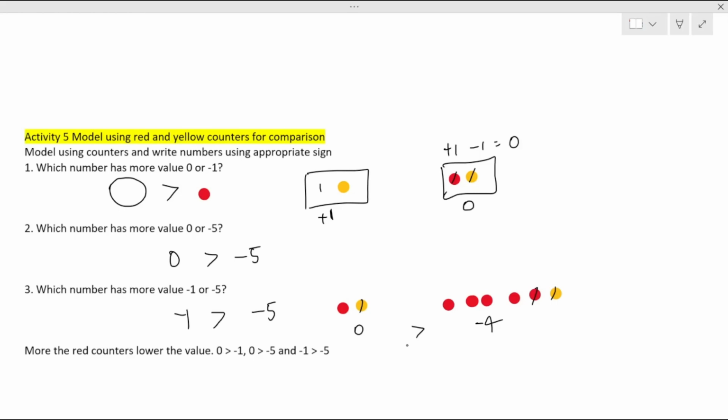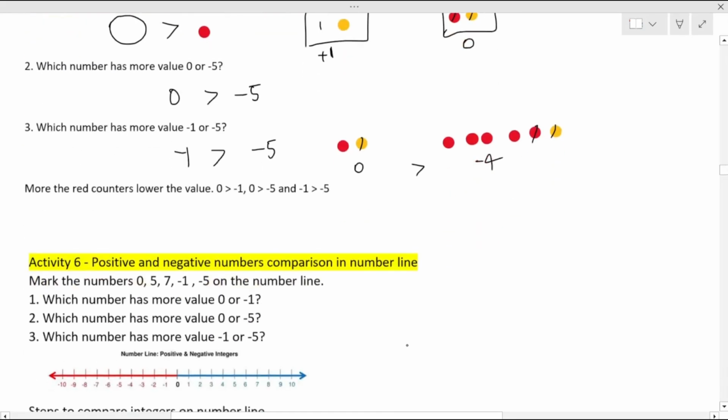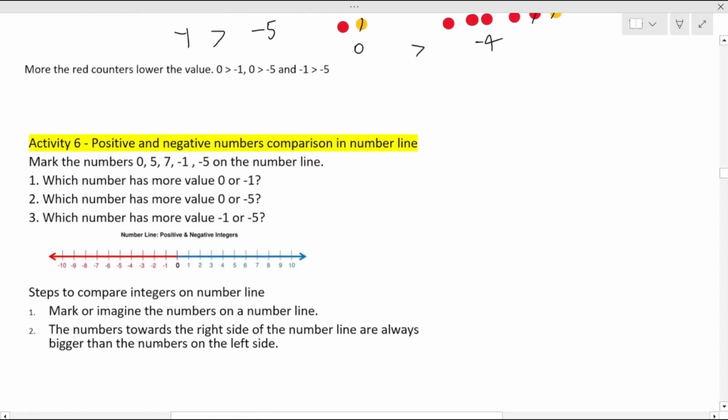This clearly helps us understand that if you imagine a number line, the numbers towards the right-hand side are greater. So 3 is obviously greater than 1, 1 is greater than 0, and 0 is greater than any negative number, such as minus 4. And minus 2 is greater than minus 7. So the numbers on the right-hand side are always greater, and the numbers towards the left-hand side are always smaller.